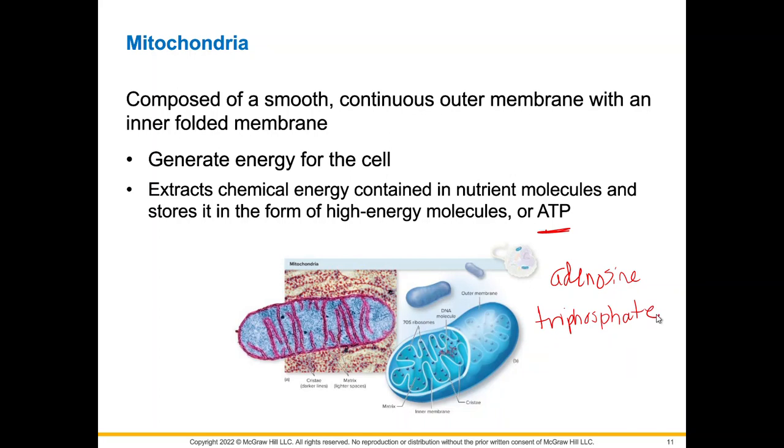And ATP is essentially our cells' currency of chemical reactions. So in order to do many chemical reactions, we have to have energy, and ATP is what we use to spend that energy. We can't just take glucose and use it to drive cellular reactions. We have to convert that glucose into ATP, and that's the job of the mitochondria. So it extracts chemical energy contained in nutrient molecules and then turns it into ATP.